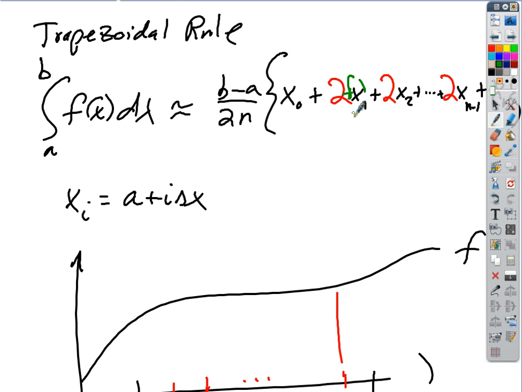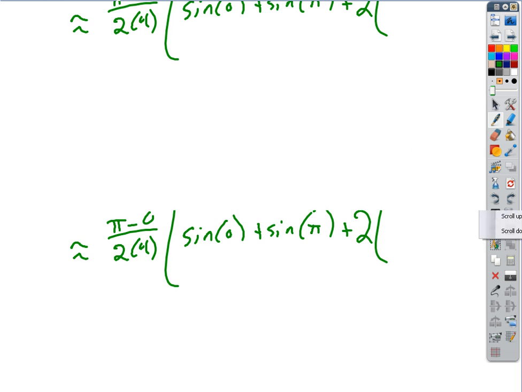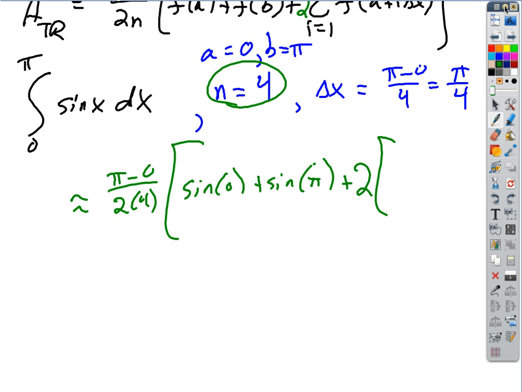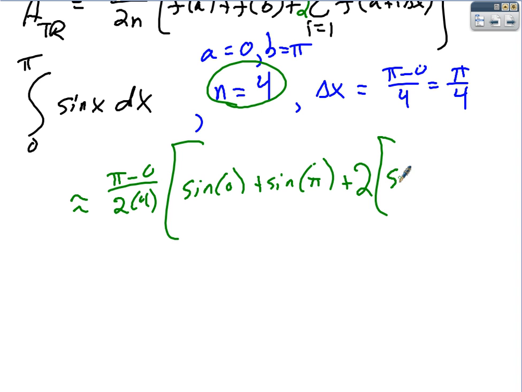So for us, in this particular example, sine of pi fourths plus sine of 2 pi fourths, so pi halves, plus sine of 3 pi fourths, and that's it. We plug that stuff in our calculator, and that's going to give us our approximation. Okay, that's just how simple. Is this a big equation? It is, but once you've done it a couple times, it's the same every time.